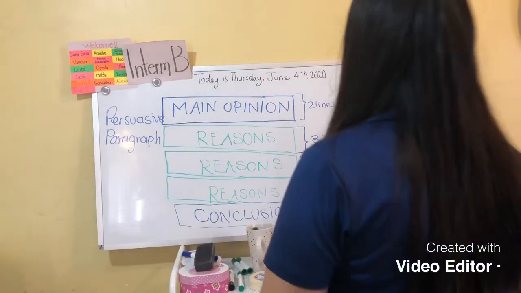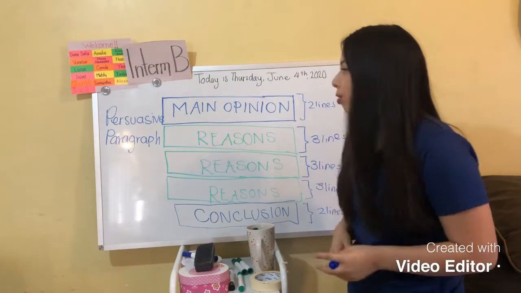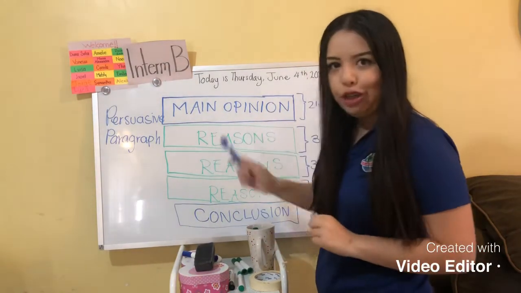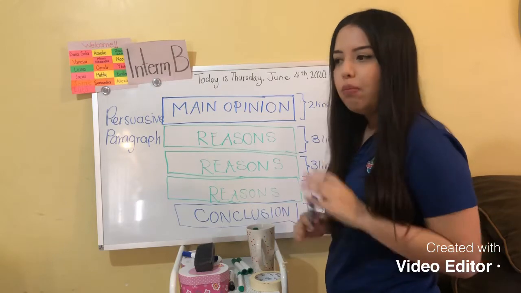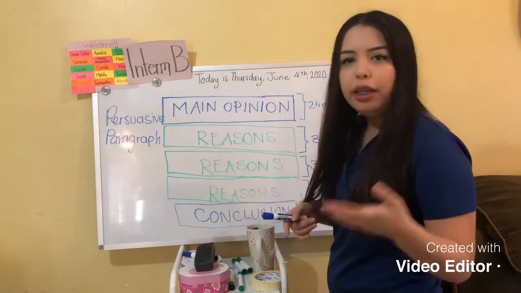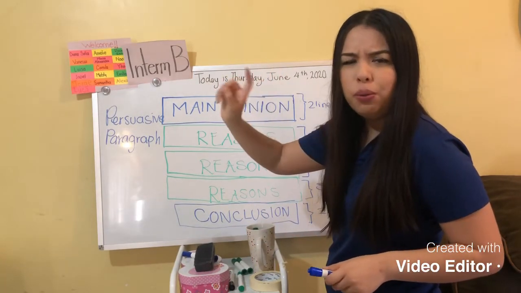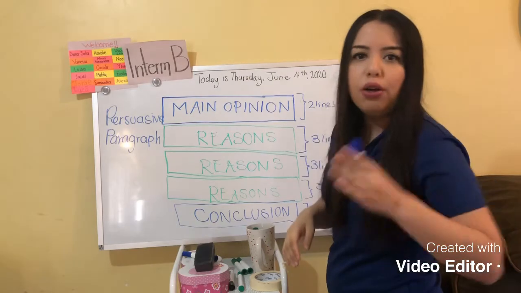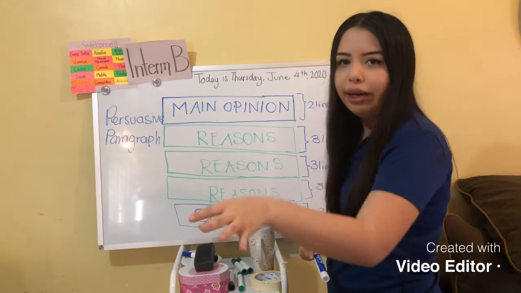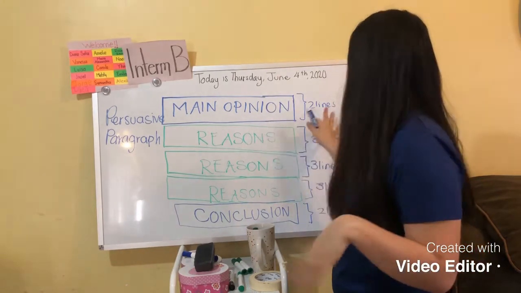Okay guys, so I'm going to remind you the structure of the persuasive paragraph. Number one, main opinion. The main opinion is the most important opinion that you have, okay? Remember that in the book it was like, is the perfect place to, I don't know, or you can say, is the perfect place to go on vacation? And that is the main opinion. The main opinion is around 2 lines.